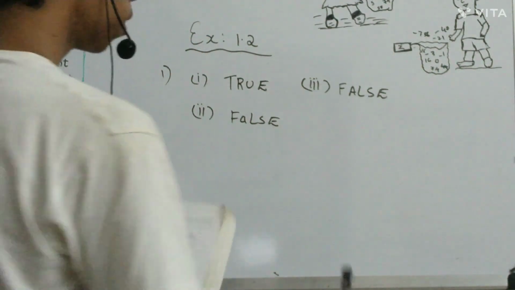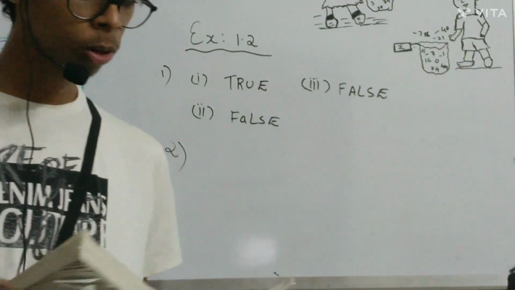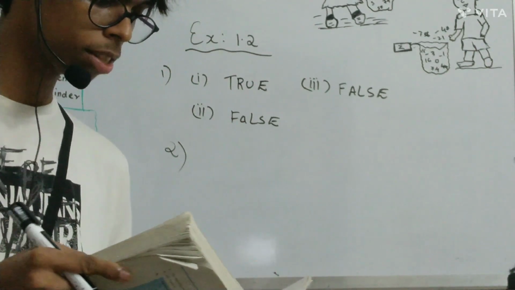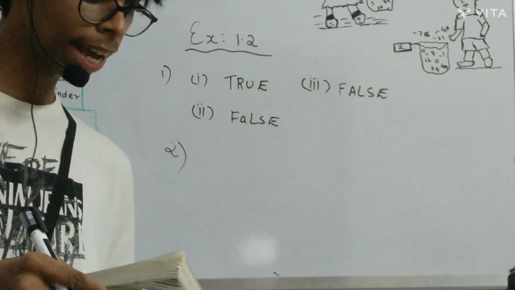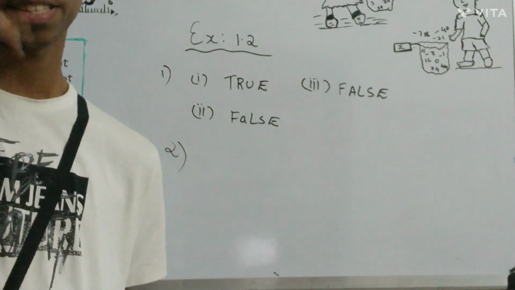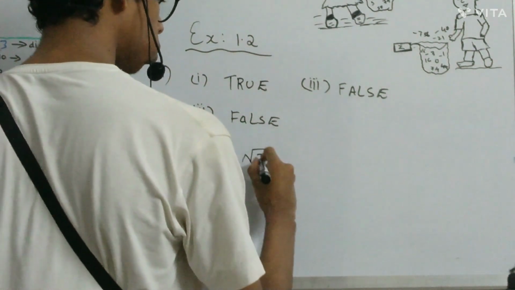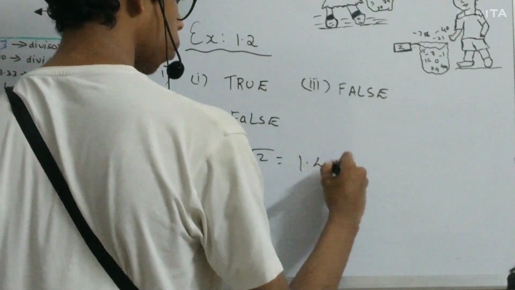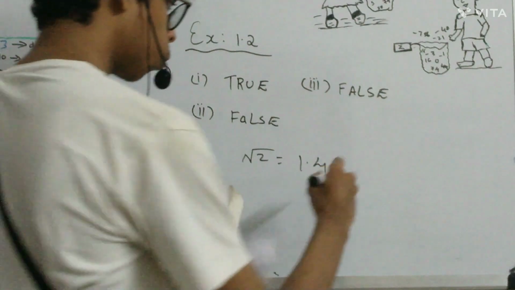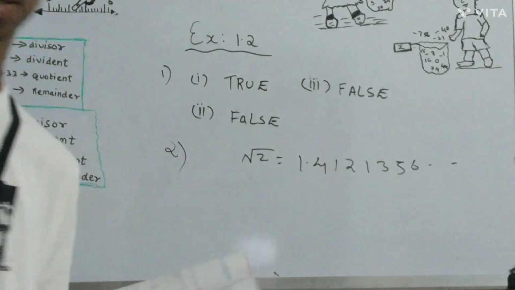Now we will move on to our question number 2. It says, are the square roots of all positive integers irrational? If not, give an example of the square root of a number that is a rational number. This is exactly what I had told you when I gave the explanation. For example, if I take root 2, we had written the value as 1.41 etc., 1.4121356 and it goes on like this.